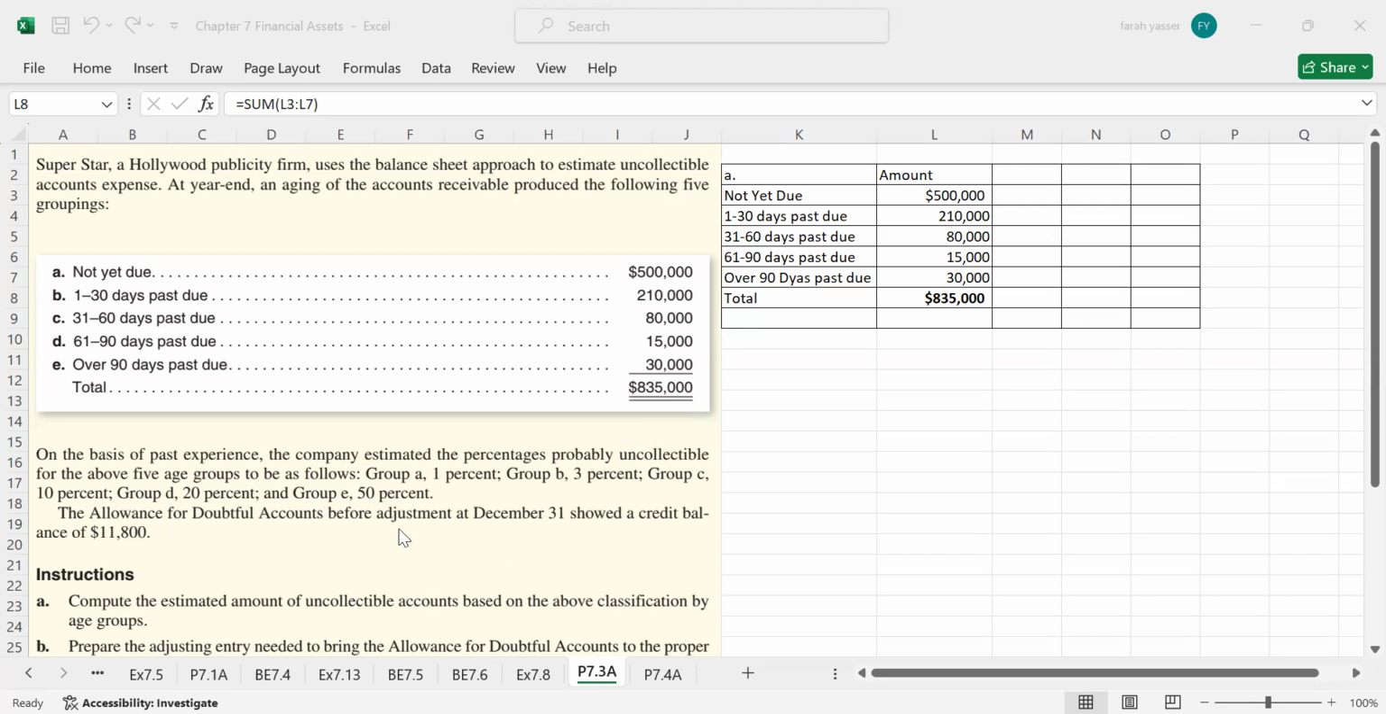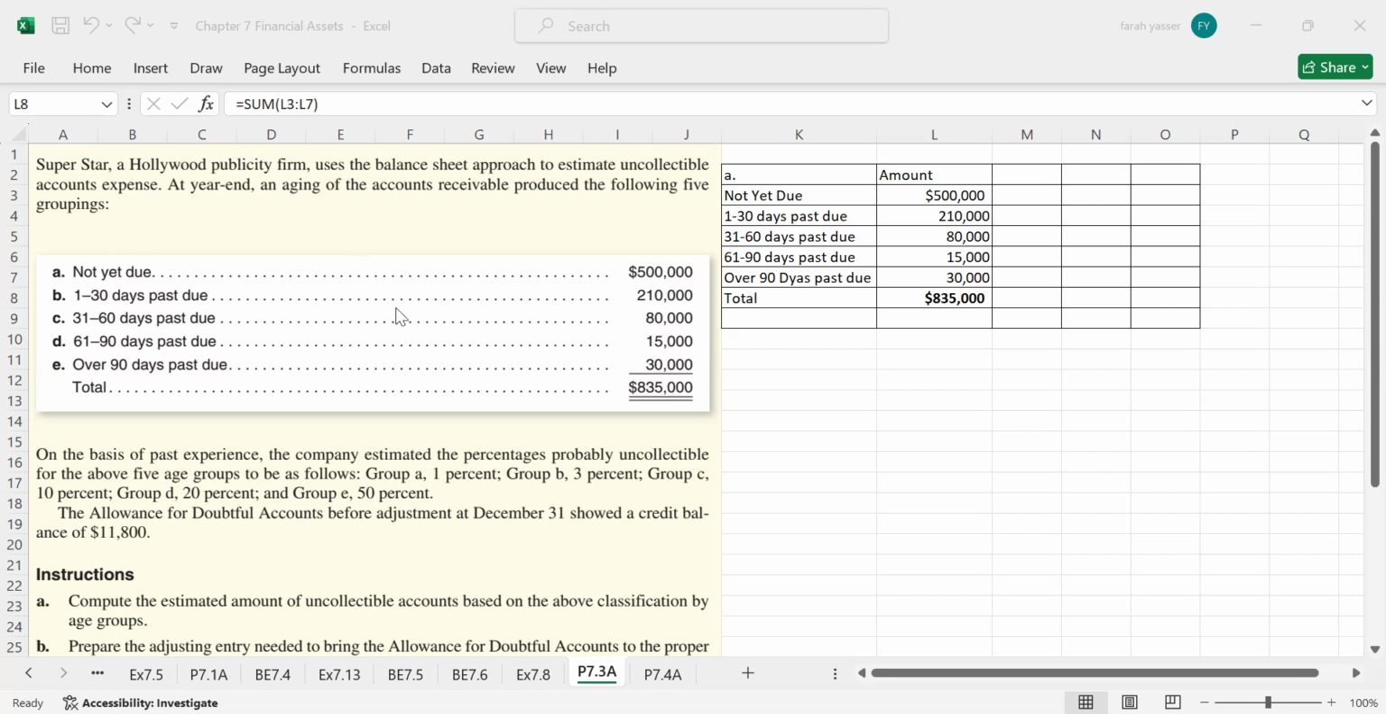This problem is problem number 7.3a from Williams Haka Bettner's book Financial and Managerial Accounting, chapter 7. This problem also has the aging method. We are going to cover aging of accounts receivable. So what is aging of accounts receivable? It simply distinguishes open accounts receivable based on the length of time, or the duration of time, an invoice has been outstanding or remains unpaid.